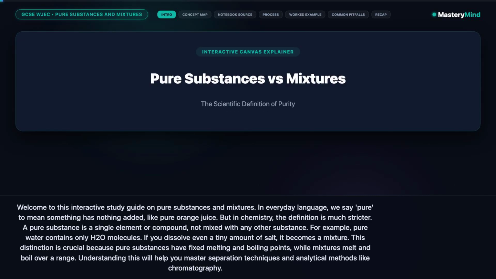Welcome to this interactive study guide on pure substances and mixtures. In everyday language, we say pure to mean something has nothing added, like pure orange juice. But in chemistry, the definition is much stricter. A pure substance is a single element or compound, not mixed with any other substance.